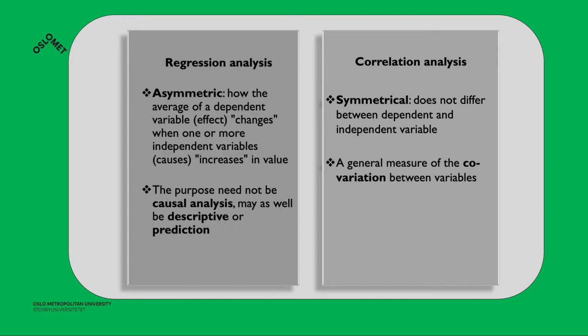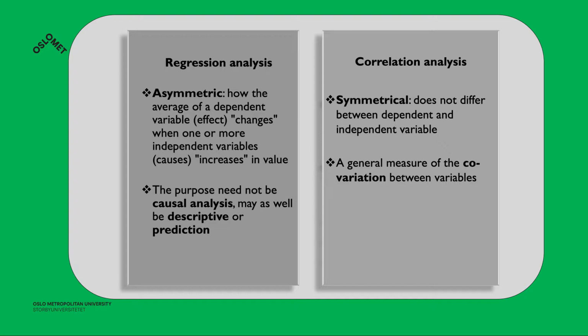The most important difference is that when you do a regression analysis, there's an asymmetrical relationship between the two variables. It's asymmetric in the sense that in a regression analysis you analyze how the average on the dependent variable, the effect, changes when one or more of the independent variables, the causes, increases in value. So you have a dependent-independent variable relationship.